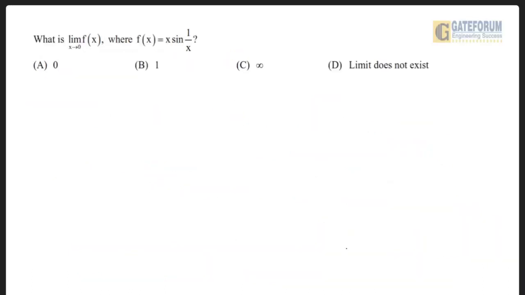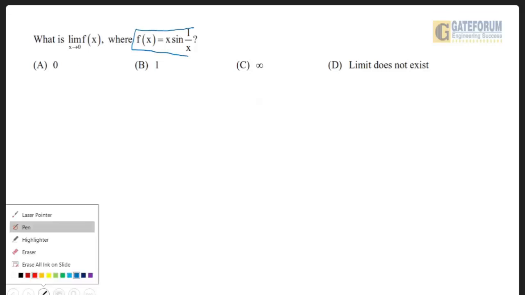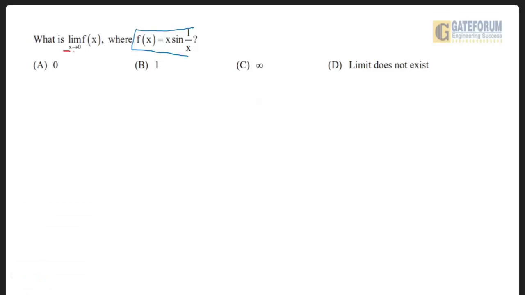Question: what is the limit as x tends to 0 of f of x, where f of x is equal to x sine 1 by x? Four options are given. This is from engineering mathematics, from the topic calculus, subtopic limits. So finally this is f of x, and they are asking about this limit. Now the solution.